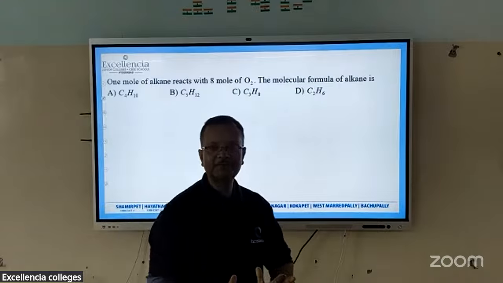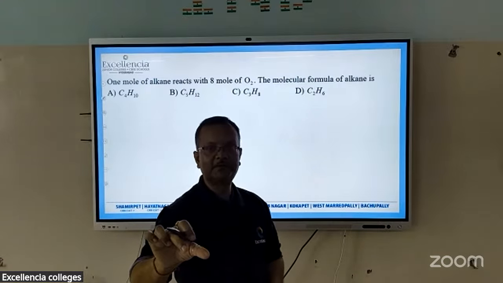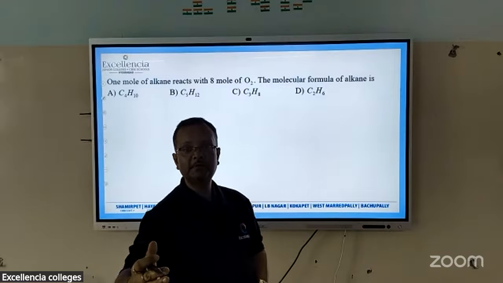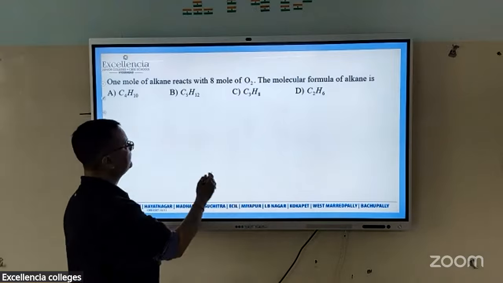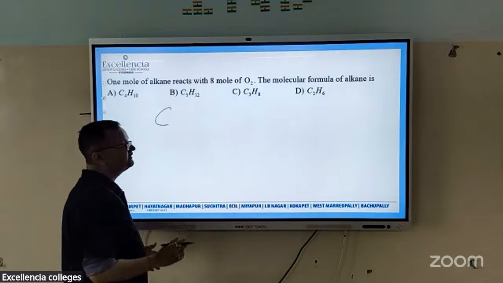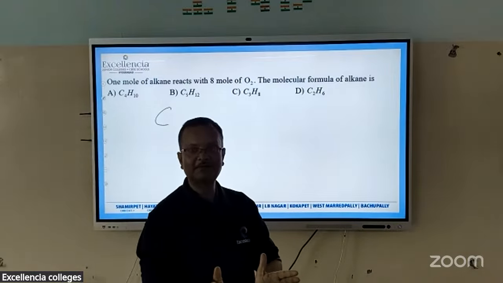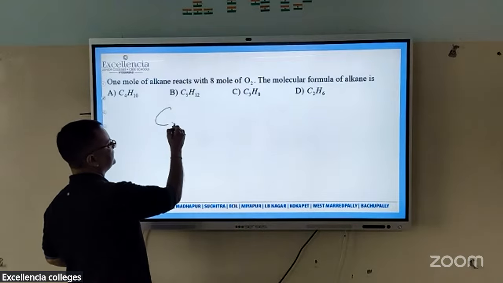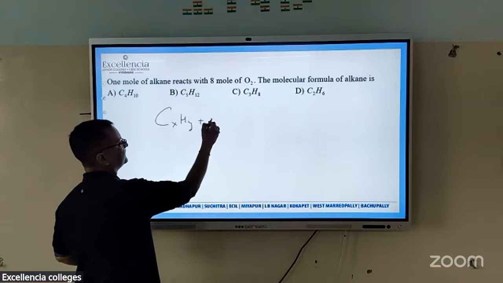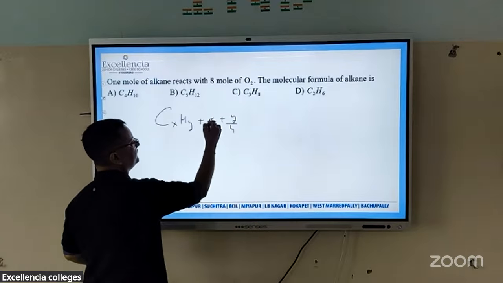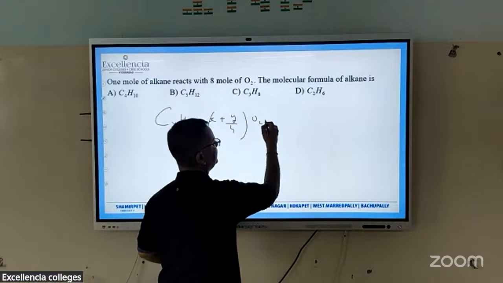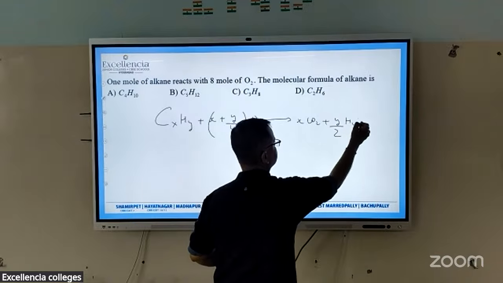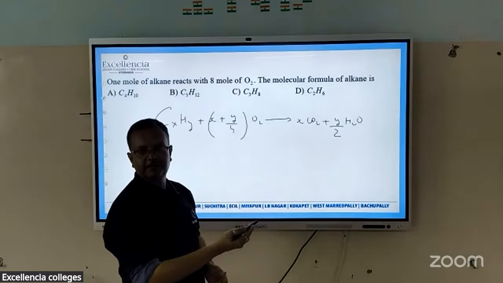This is a very simple question. I think this is the most elementary part we do. You tell me, what is the general reaction for combustion of any hydrocarbon? The most elementary reaction is CxHy plus (x plus y by 4) O2 will give you x CO2 and y by 2 H2O. So this is your general reaction. Correct? So we can use this reaction.